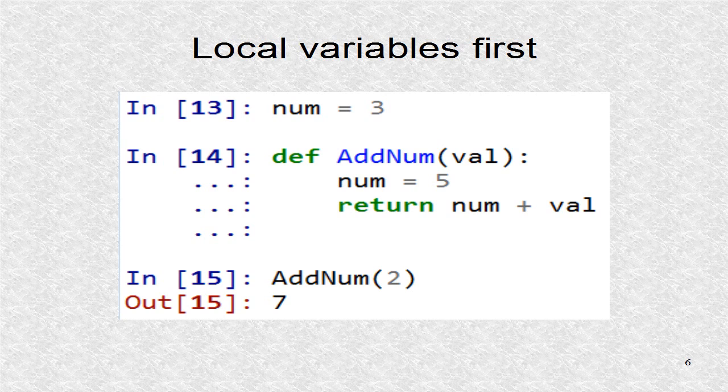6. Local names have precedence. Thus, in the return statement, the num refers to the local num with value of 5. Thus adding 2 will give the result of 7.